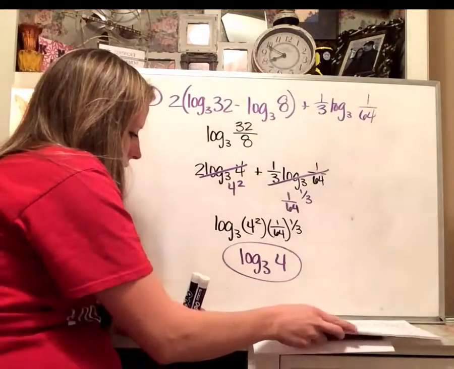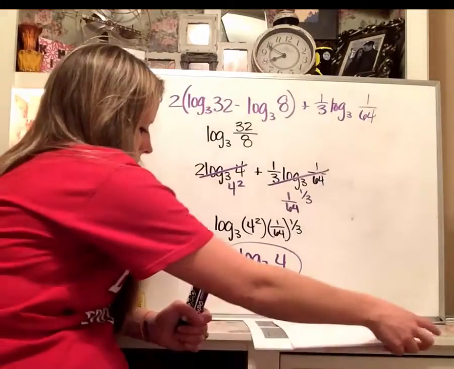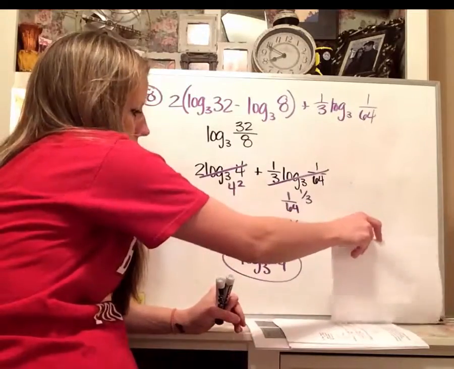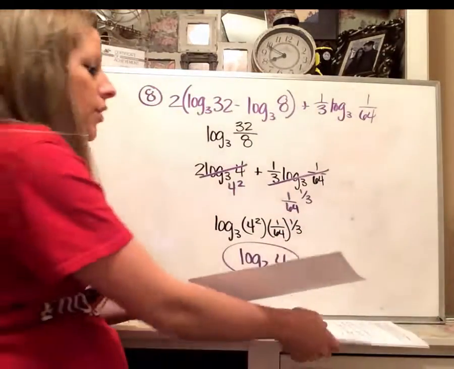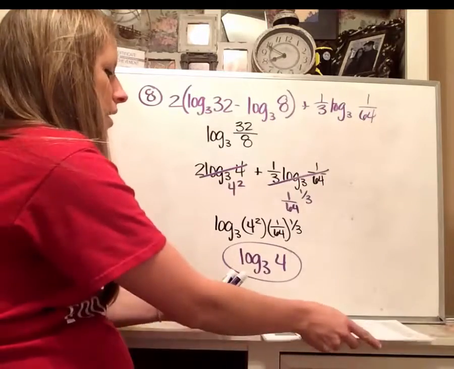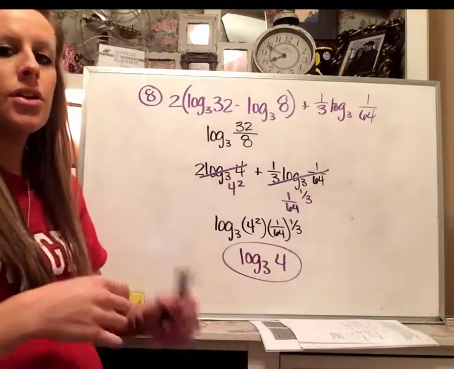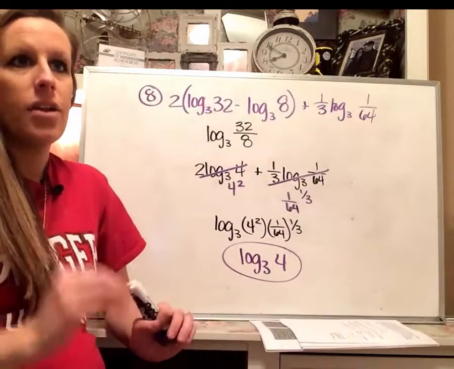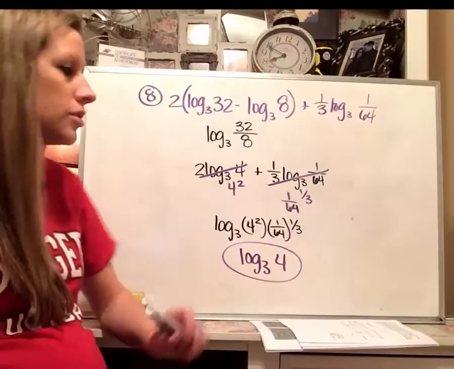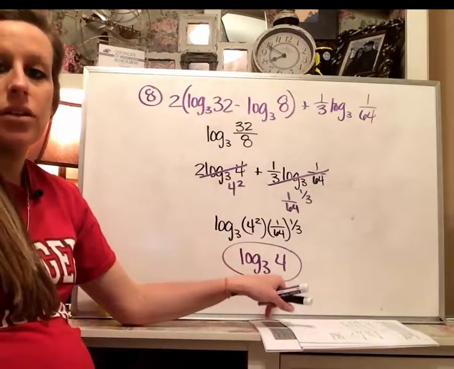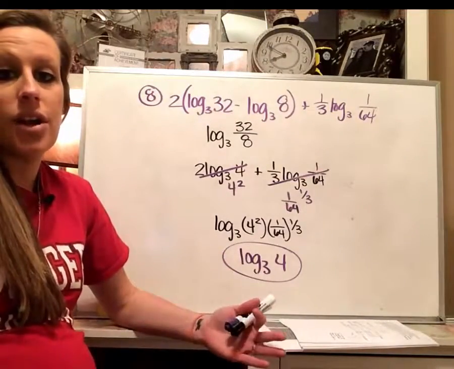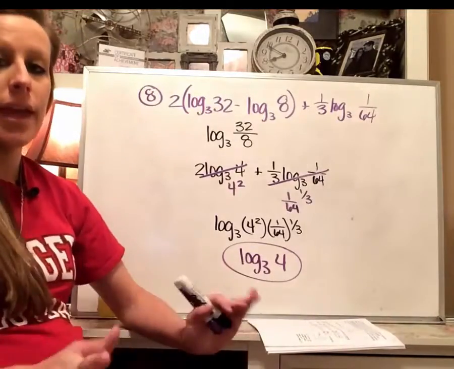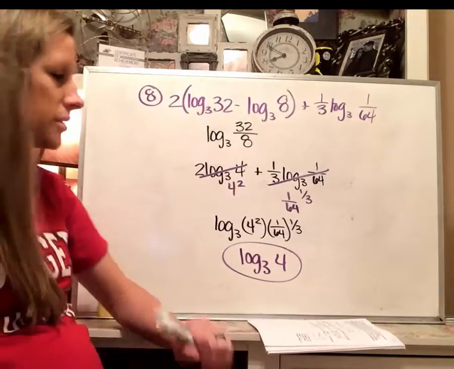Alright, the next page is all about changing the base. So I talked to you yesterday about how your calculator will do logs, but it only does logs with a base of 10. So you can't put in log base 3 of 4 and get an answer like you should. But you can. You just have to know how to change the base.